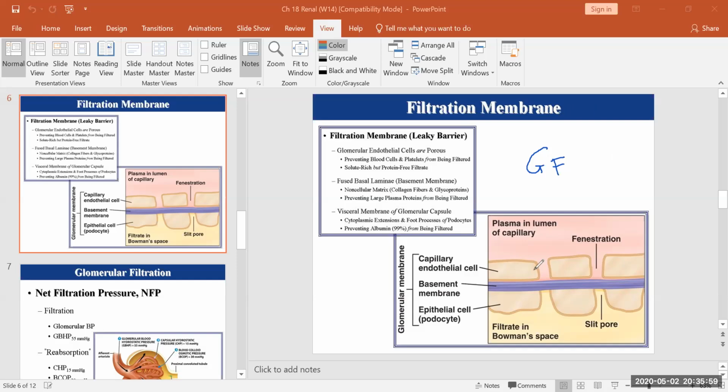And it goes through this pore here, this opening, and that's dictated by size. So if you are smaller than the pore, you will be pushed through. If you are larger than the pore, you stay behind. You remain in the capillary. You remain in the glomerulus, right? So this glomerular filtration will basically filter anything that is smaller than the pore.